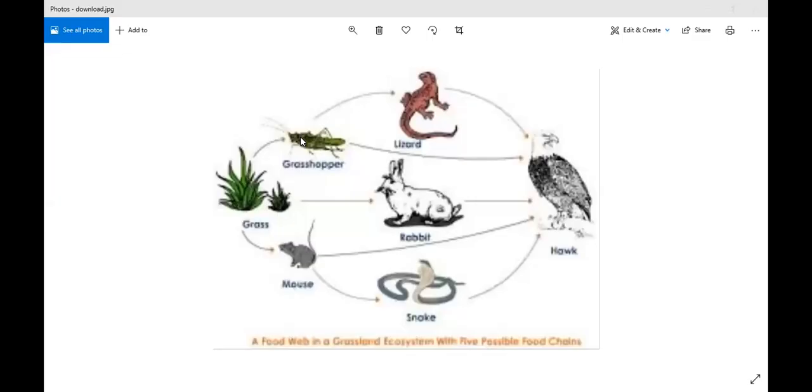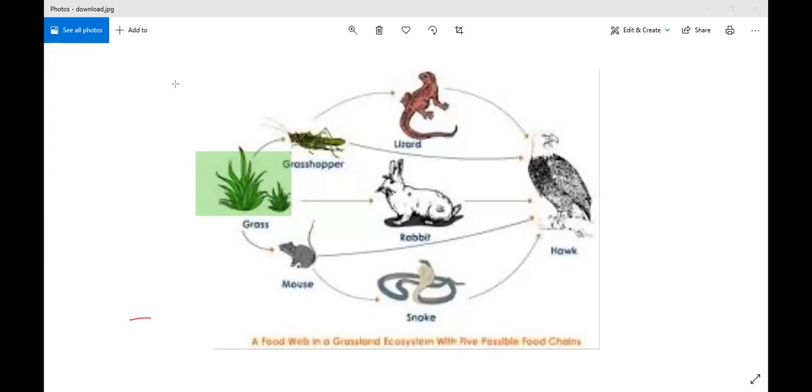Okay, here is a food web that starts with only one producer. Who is the producer in this food web? The grass. It's the grass. This is the producer. Let's circle the primary consumers.